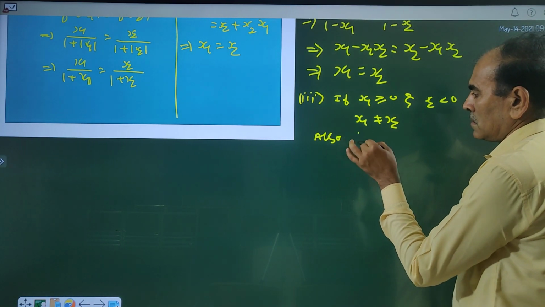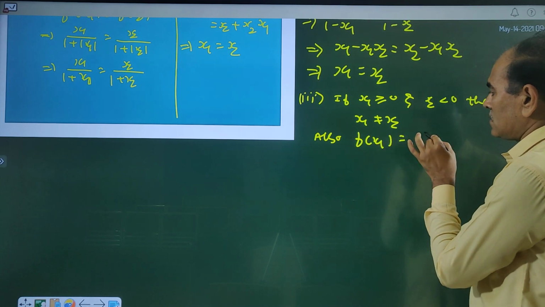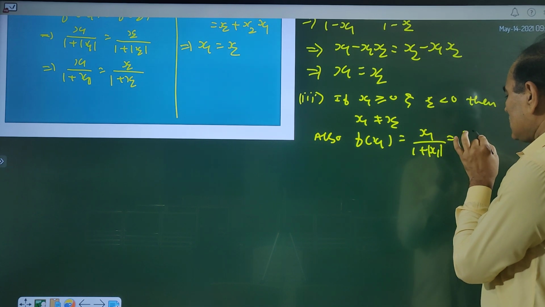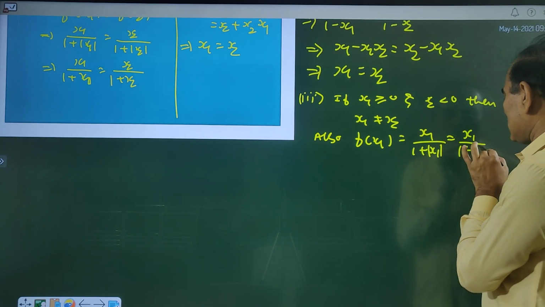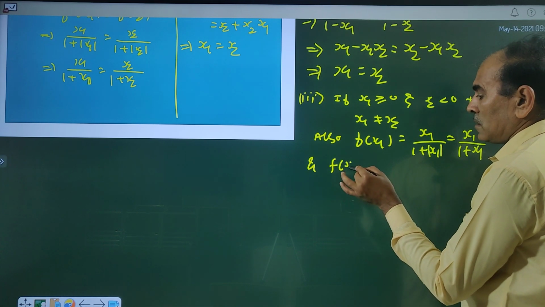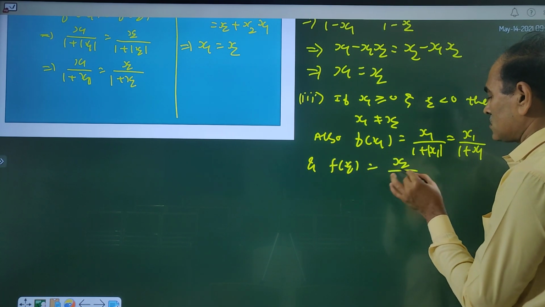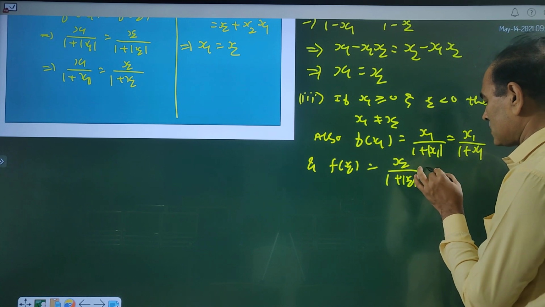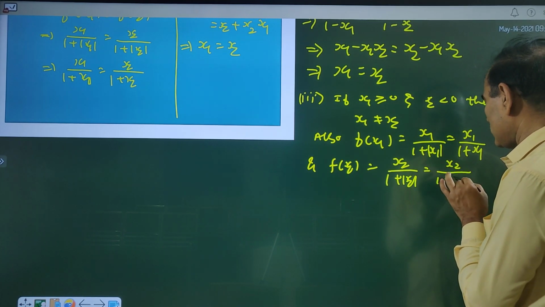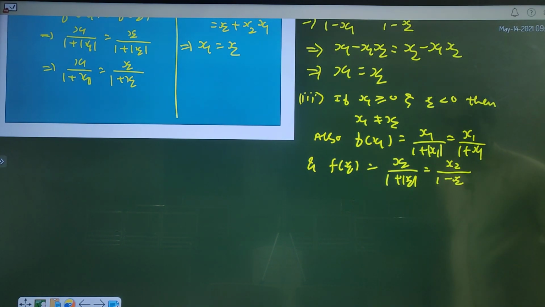Also, f of x1 is equal to x1 over 1 plus mod x1, which is x1 upon 1 plus x1. Why? Because x1 is positive. Sorry, not negative. f of x2 is equal to x2 over 1 plus mod x2, and that is x2 over 1 minus x2. Clear?